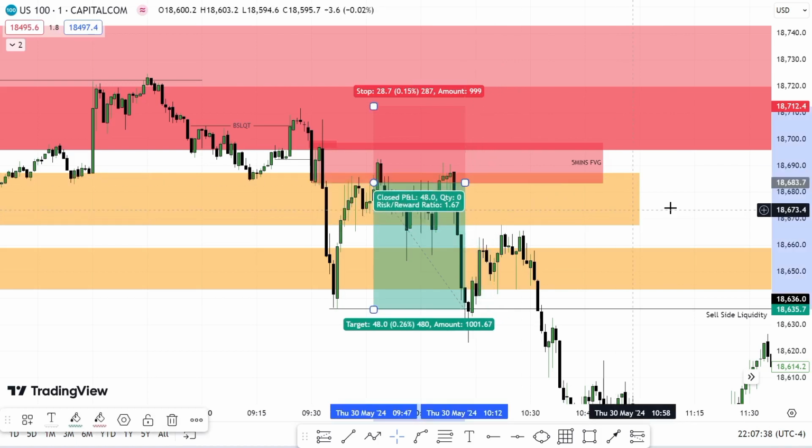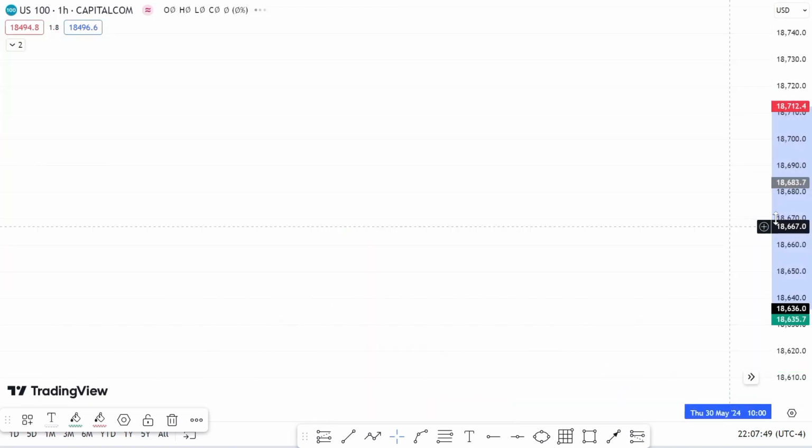So this is an inversion fair value gap from the higher time frame. We'll still talk about that much later. Let me just do it here. 1 hour time frame.